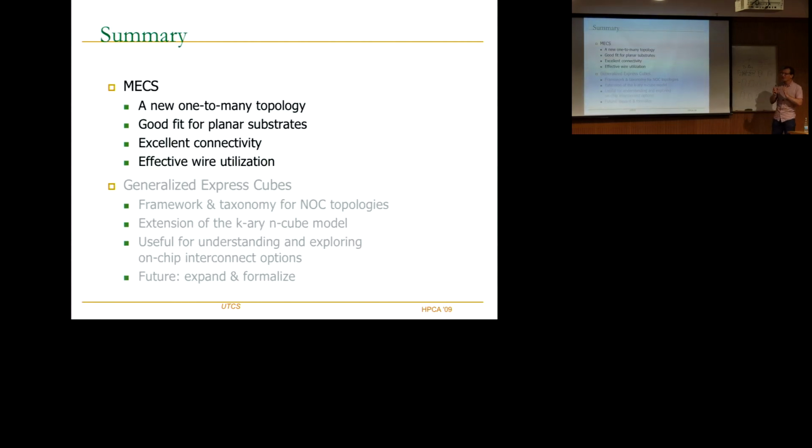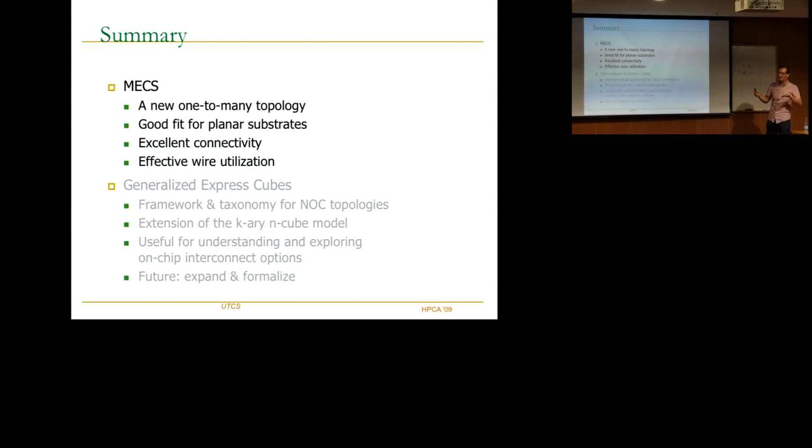Okay, so the summary. This is a new one-to-many topology that takes advantage of multi-drop express buses. It's good for planar substrates. It has very good connectivity and effective wire utilization. There's more. The paper also looks at other things like generalized express cubes that I mentioned. There's a framework and taxonomy for network on chip topologies.